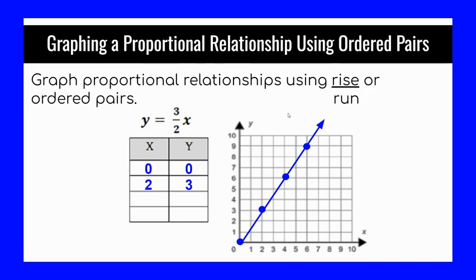Next multiple of the denominator is 4. So when we do 3 halves times 4, I get 6. Again, your calculator can do this for you if you're struggling with this. Then the next multiple of the denominator is 6. 3 halves times 6 is 9.